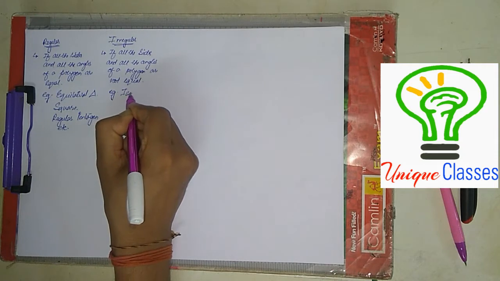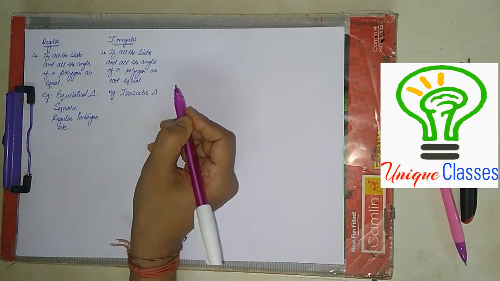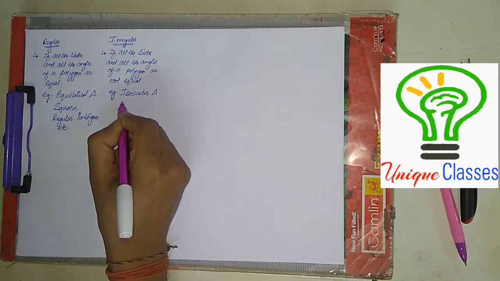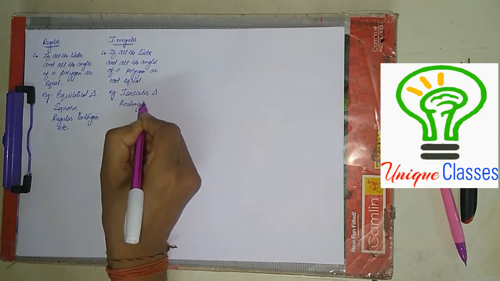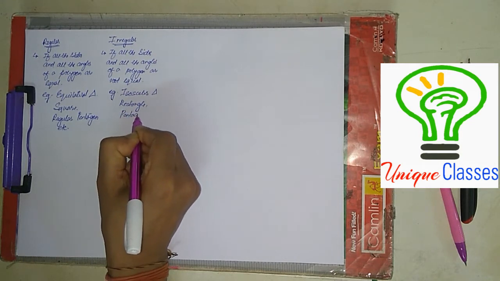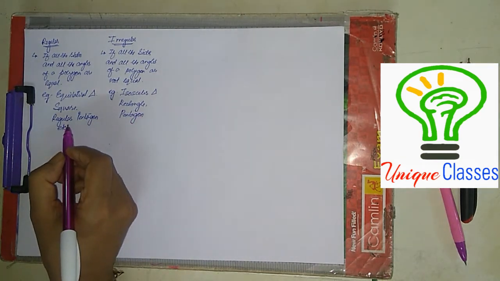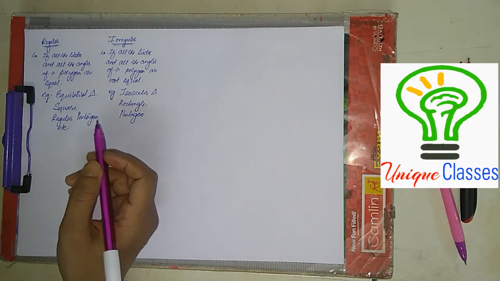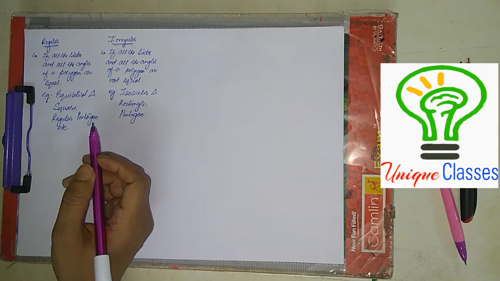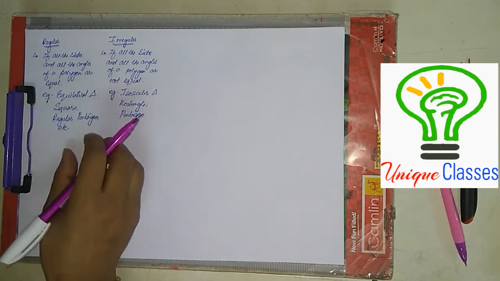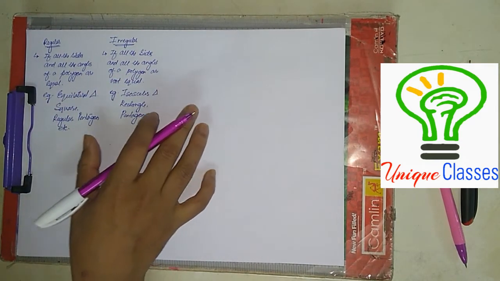Examples of irregular polygons: isosceles triangle, that is a triangle having two sides and two angles equal, rectangle, pentagon. The term regular itself says that all the sides and all the angles are equal. If I say it's a regular pentagon, that means a polygon having 5 sides and 5 angles, where all the sides are equal and all the angles are equal. Right? So this is basically regular polygon and irregular polygon.